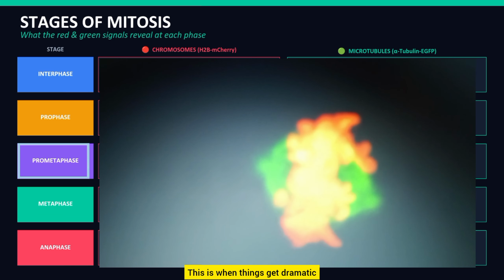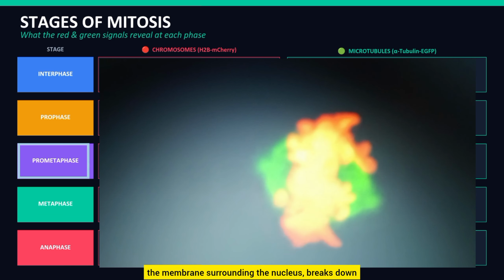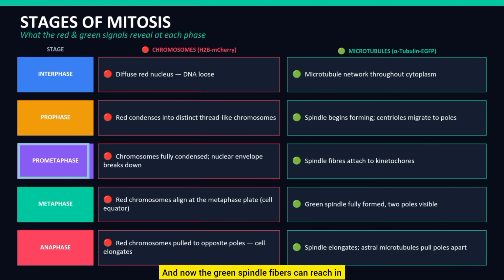Prometaphase. This is when things get dramatic. The nuclear envelope, the membrane surrounding the nucleus, breaks down. And now the green spindle fibers can reach in and grab the chromosomes. Each chromosome has a protein structure called the kinetochore, and the spindle microtubules attach directly to it. Metaphase.